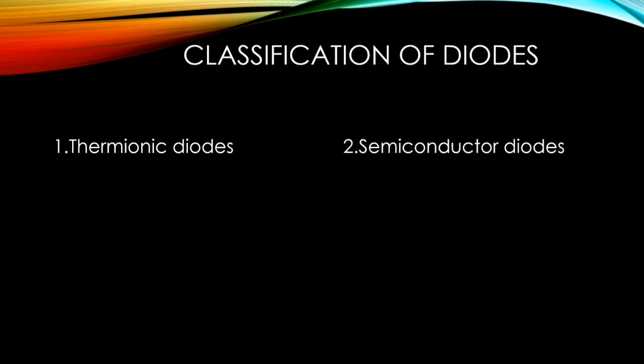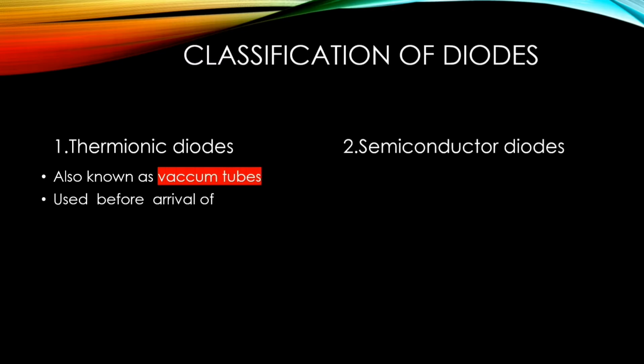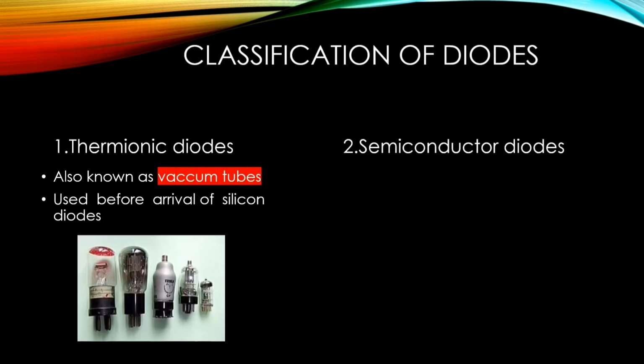Now the thermionic diodes, I want to share some general information, that is, they are also known as vacuum tubes. They were used before the arrival of silicon diodes. And I have a picture for you of thermionic diodes. Then moving on to semiconductor diodes, they are also known as silicon diodes. They are used even today. Picture of semiconductor diode is this.